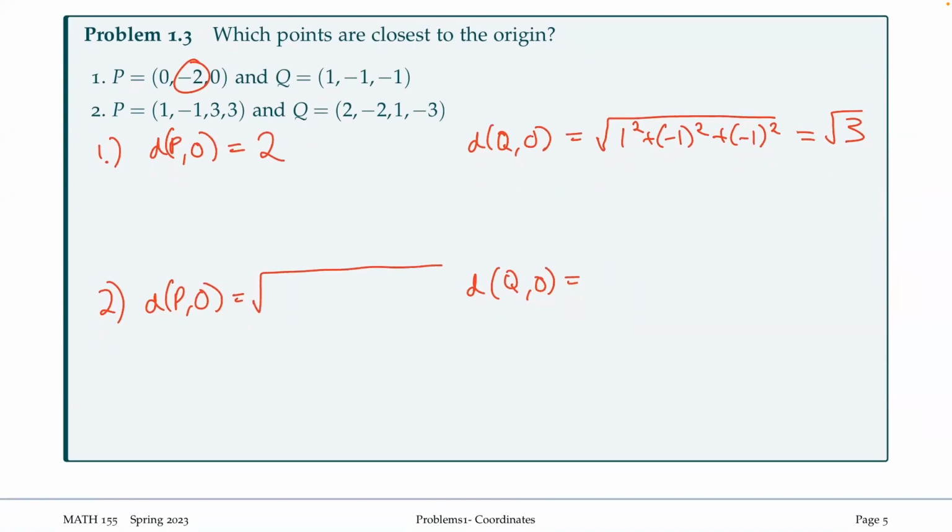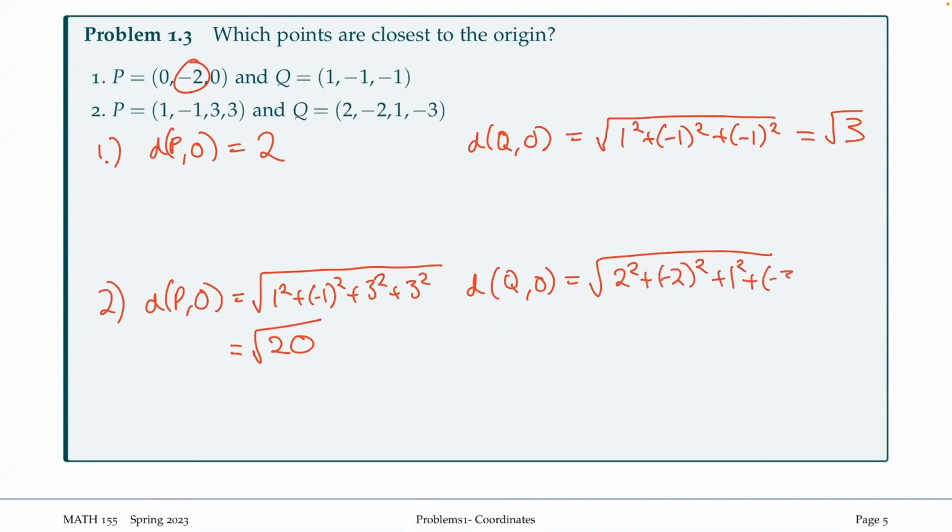In the second one, here we're in R4. So we're going to have 1 squared plus minus 1 squared plus 3 squared plus 3 squared, which is ultimately the square root of 20. And then for Q, we have 2 squared plus minus 2 squared plus 1 squared plus minus 3 squared, which is root 18. Unless I've made a mistake. So again, Q is closer to the origin.